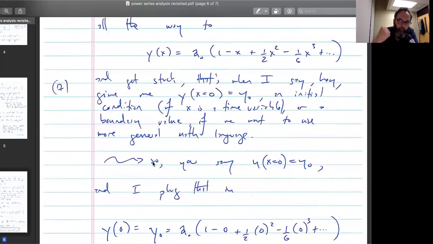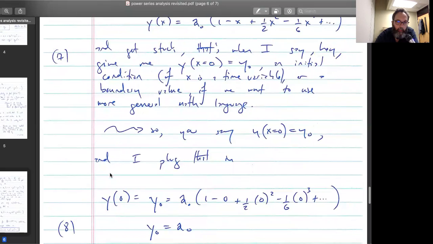So I wring this quantity out of you, and you tell me y of x equals 0 is equal to y naught. And then I plug that in. Y of x equals 0 is equal to y naught. I got this information out of you by hook or by crook. I know that it's equal to a naught times all that other stuff, but now I'm going to plug in x equals 0 in all those places.